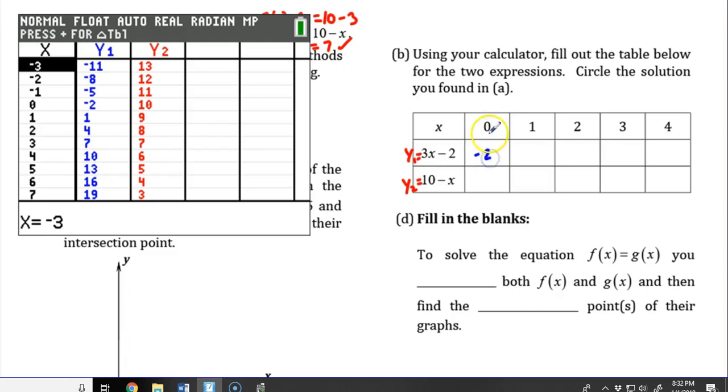Now that's no surprise, right? If I had algebraically substituted 0 for x, 3 times 0, and then minus 2 would be that, right? And then I can see the slope. The slope is going up by 3 each time, right? So each of these should go up by 3. So it's no surprise that it's 1, 4, 7, 10. It's going up by 3 because the slope is 3.